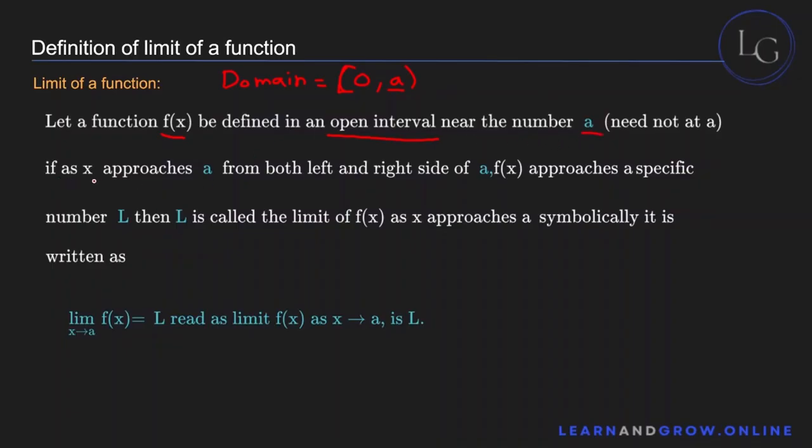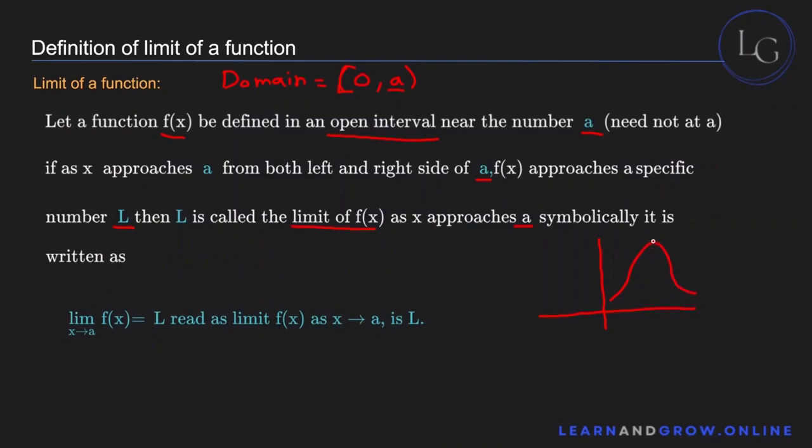If as x approaches a from both the left and the right side of a, f of x approaches a specific number L, which is the limit of f of x as x approaches a, right? And this is how it is written, but let me just first explain what this basically means. It basically means that, for example, if you have this graph here, and let's say that you have this particular shape over here.